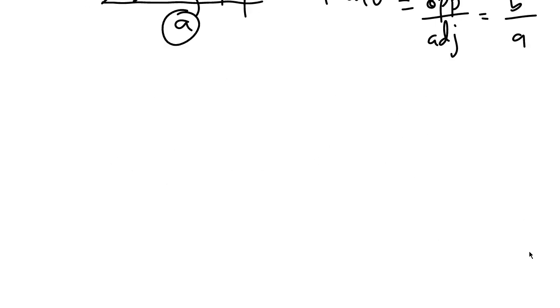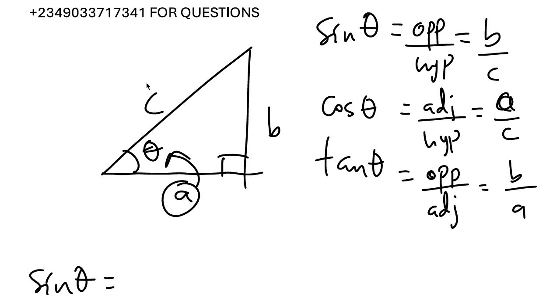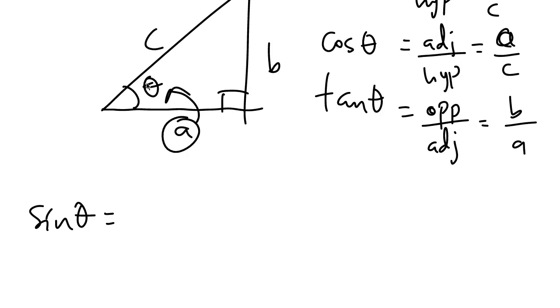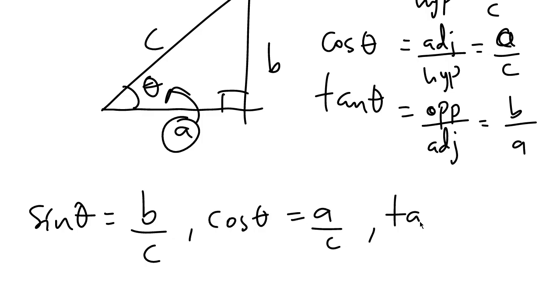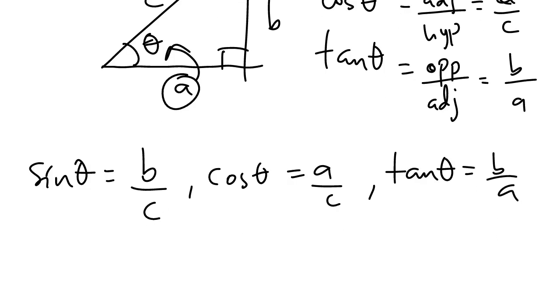If you look carefully at what we've derived, sine theta is equal to B over C, because B is the opposite and C is the hypotenuse, which is the longest side of the triangle. Cos theta is A over C, and tan theta is B over A. If you look carefully, you would see that sine theta over cos theta is equal to tan theta.